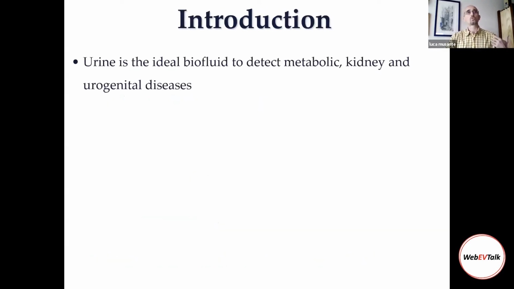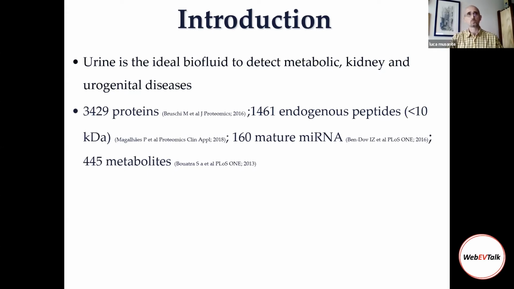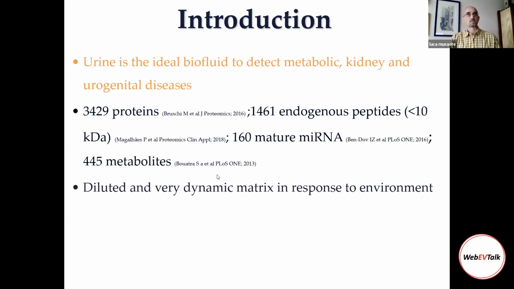As you might know, urine has always been, since ancient times, the ideal fluid to detect metabolic, kidney, and urogenital diseases. As a proximal fluid, it's particularly enriched in all those markers secreted by all the epithelial cells forming the nephron and the lower urinary tract. It's a relatively complex matrix with more than 3,400 proteins, 1,400 endogenous peptides with a molecular weight cutoff lower than 10 kilodalton, more than 160 mature microRNAs, and more than 445 metabolites. It's a very diluted solution and very dynamic. It quickly responds to changes in the environment.